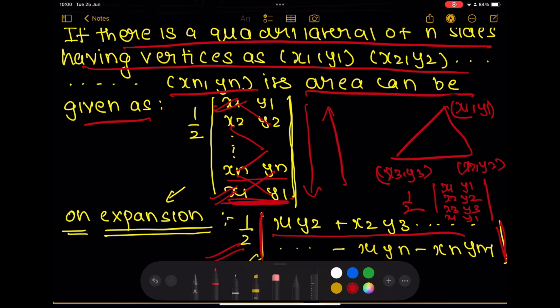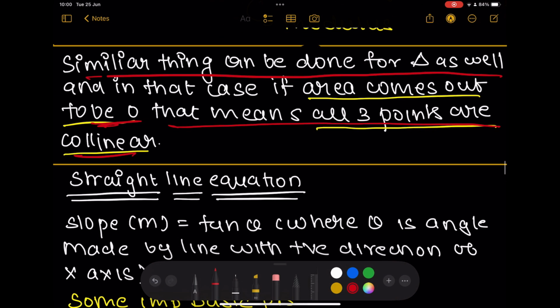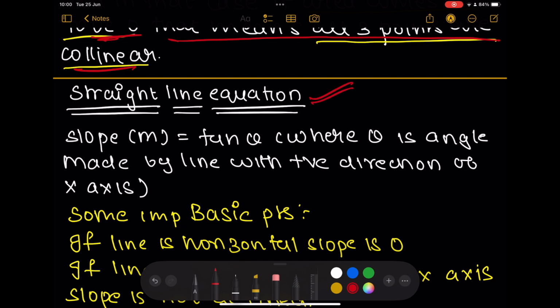Now suppose this value comes out to be 0, that means all these 3 points are collinear, because if 3 points are collinear, then they will never be able to form a triangle. In that case, the area of the triangle formed by them will also come out to be 0. Right, so that's a condition which can be used for testing whether 3 points are collinear or not. Okay, next we'll go to straight line equation.